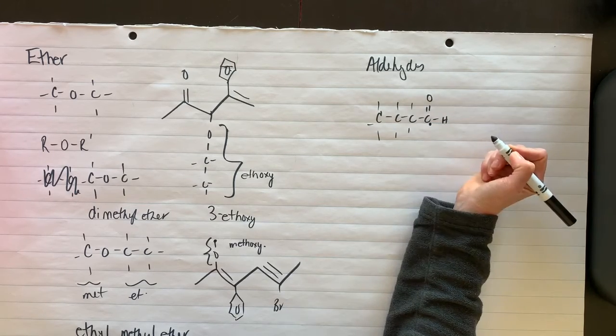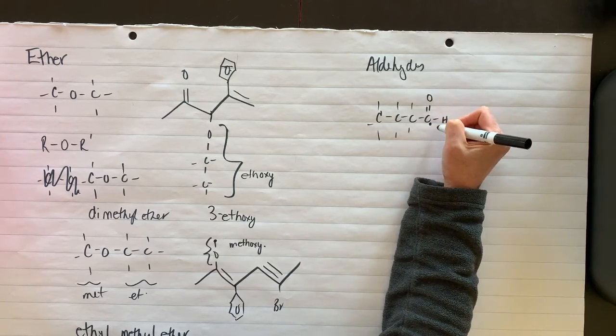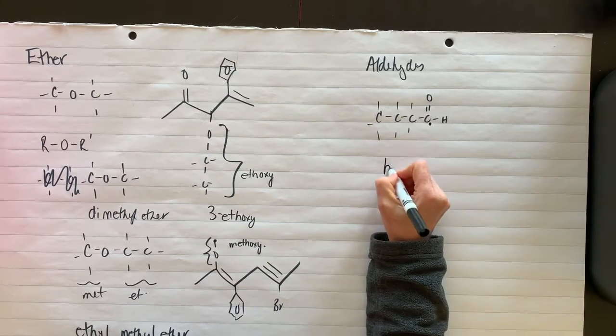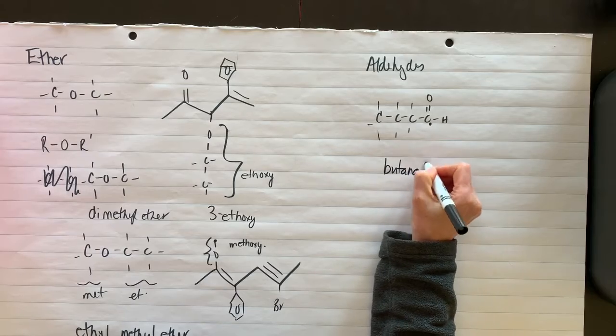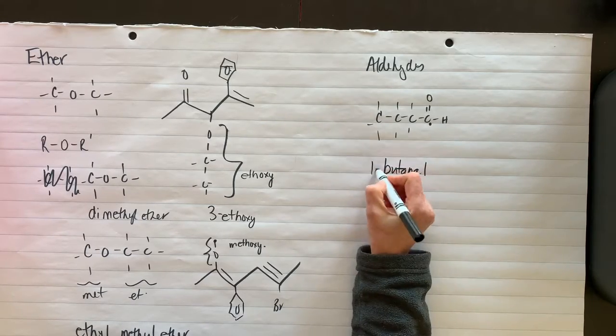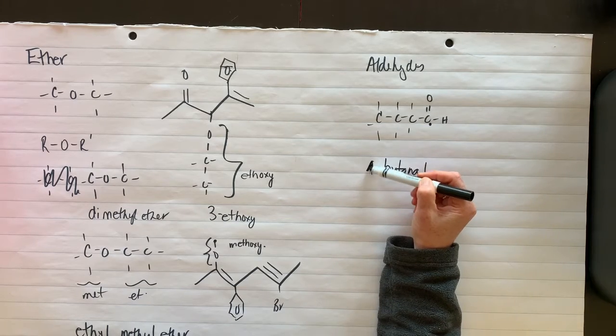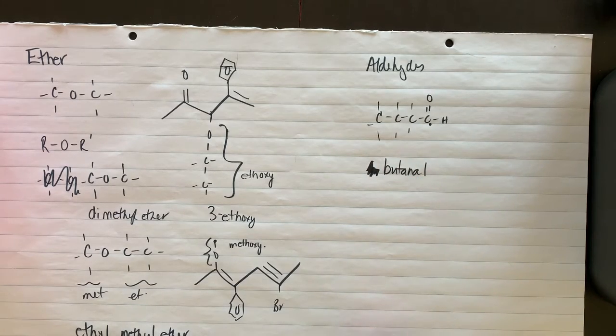Carbon always gets priority because it is the reason it is an aldehyde. So you're simply counting the number of carbons. That would be a butanal. You don't need to say 1-butanal because the definition of an aldehyde is on the end. Therefore, that's redundant to say 1-butanal.